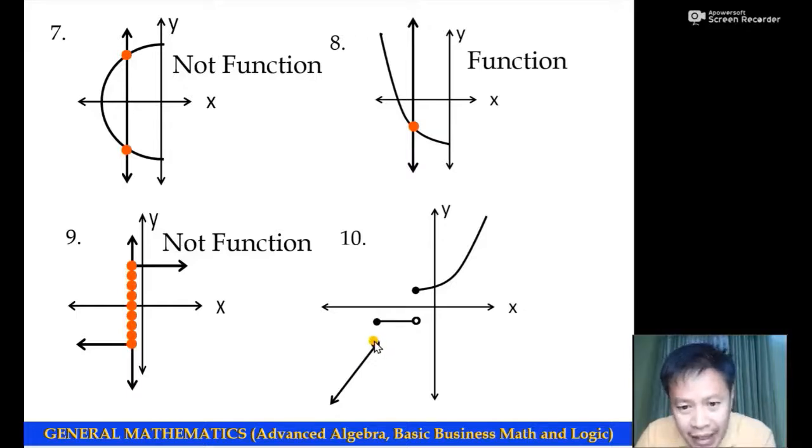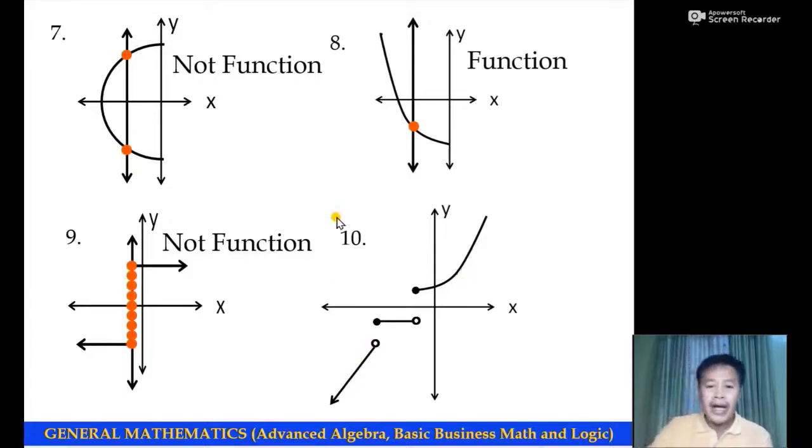But if there is a closed circle here, that is a ray. So that is the difference between a ray and that of the half line. This is a half line because we do not have the endpoint. And if we have only one endpoint, that is a ray. Therefore, half line is a subset of a ray.